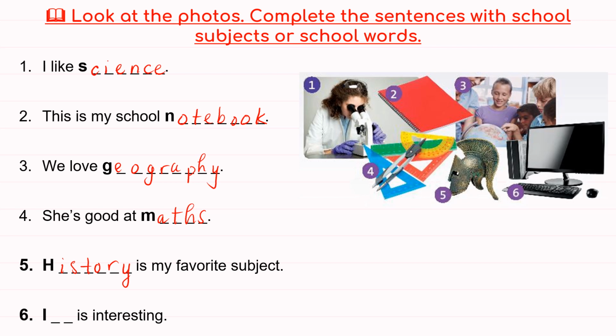Picture number 6 is a computer and a mouse. So, what is the school subject here? It starts with the letter I. Very good. ICT is interesting. ICT is interesting. Very good.